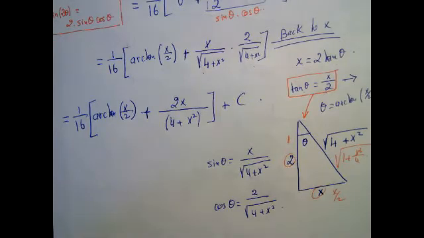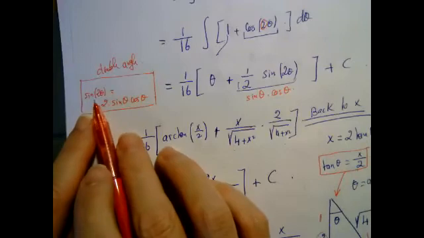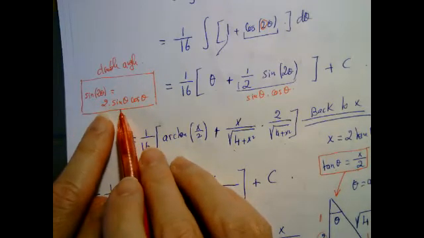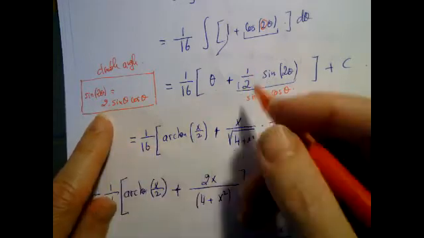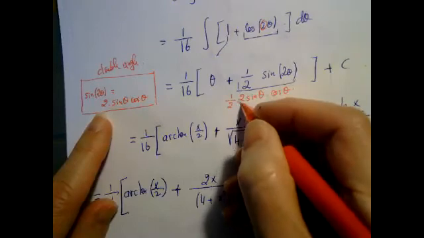I have a question. Yeah. Where did the 1/2 go from the 1/2 sine of 2 theta? Yes. The double angle formula tells me sine of 2 theta is 2 sine theta cosine theta. And I have a half here. So this should be a half times 2.